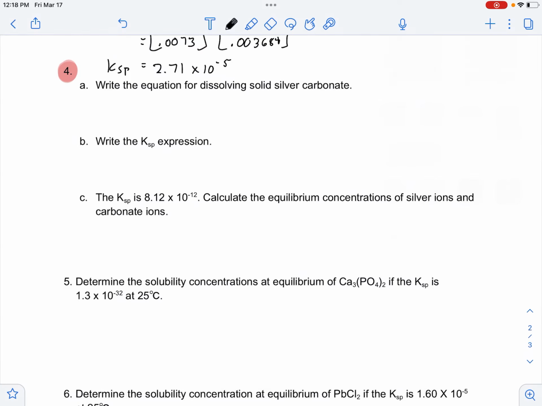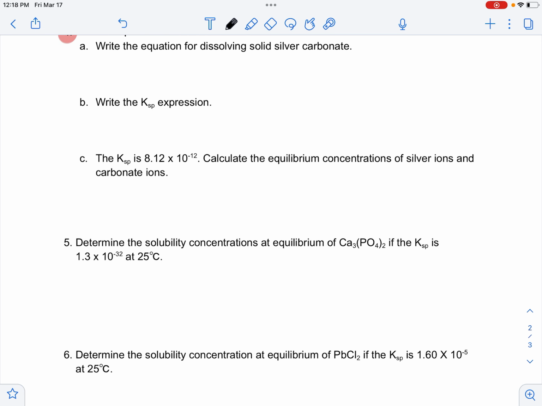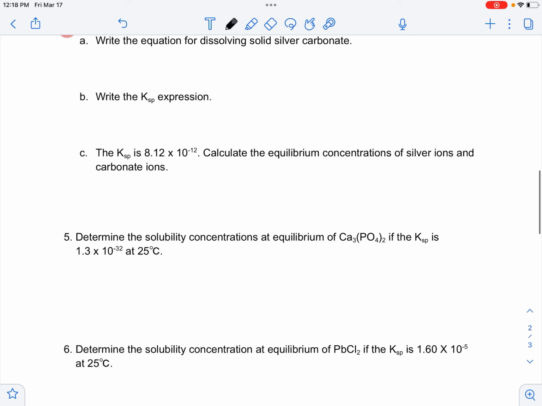Okay, so this is the setup now for number 4. If you've come to this point, hopefully you've given it an attempt on your own end and you've tried to solve, and maybe you got stuck, so you're coming here to see where you got stuck. Okay, so here we're looking at the dissolving of solid silver carbonate.